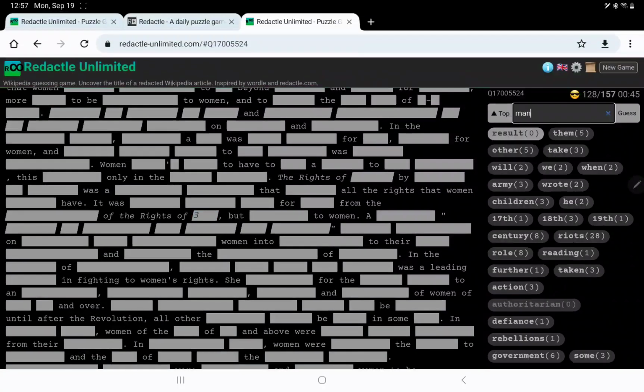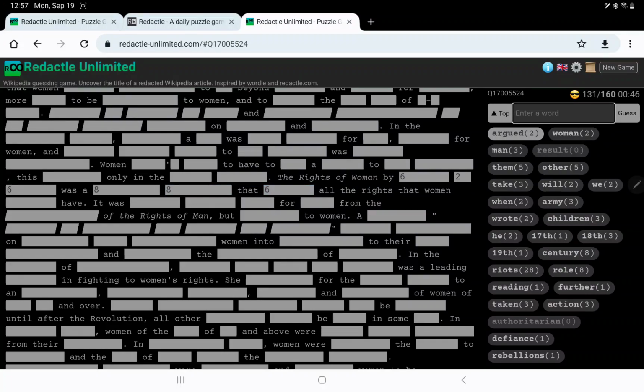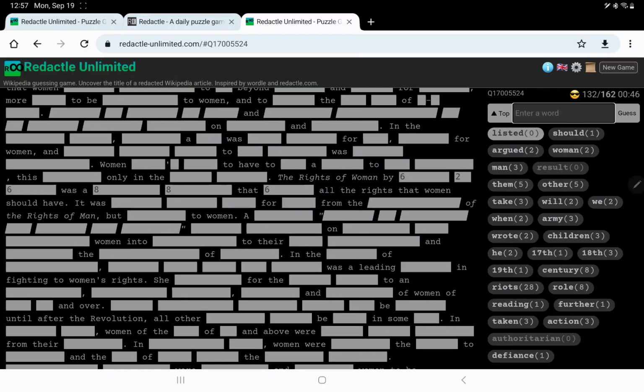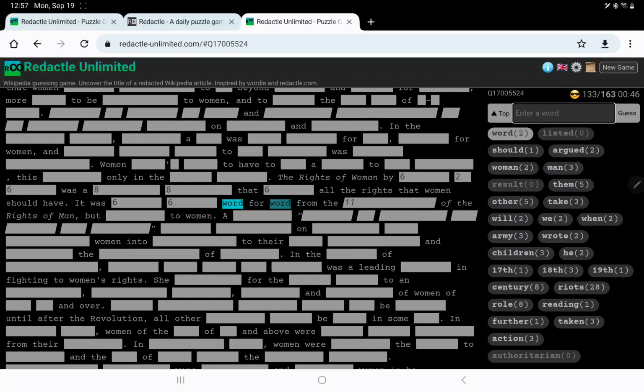The rights of man. Let's do woman. The rights of woman, yeah. The rights of woman by who wrote that? That argued? No, all the rights that women should have. That listed? No, that's something all the rights that women should have. It was 6-4 for 4, word for word, from the 11 of the rights of man, but changed.